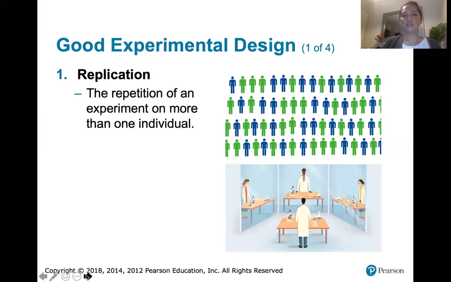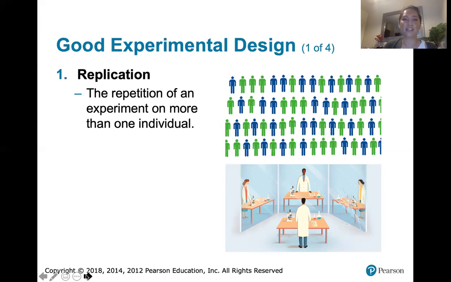Now, when Triola uses the word replication, he means it in this way. He's talking about the repetition of an experiment on more than one individual. So when there are about 401,000 children in the Salk vaccine experiment, we know that that has been replicated. We didn't just give the vaccine to one kid and say, oh, did it work for you? Well, then it must work for everyone. They gave it to approximately half of 400,000 children. So that sample size was very large. So we can say that that experiment was replicated.